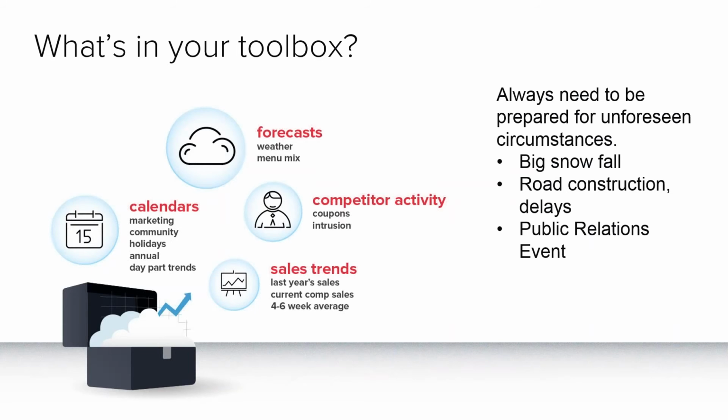So let's start out by answering the question, what is in your forecasting toolbox? We have this in 4 different buckets. We have a forecast bucket, which includes weather and menu mix, a competitor activity bucket, which includes coupons and competitive intrusion or competitor activity in general, sales trends, considering last year's sales, current comp sales, and a 4 to 6 week average, and we have some other tools to discuss in there as well.